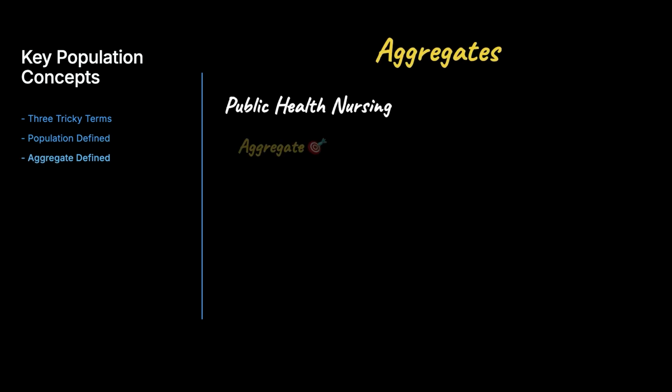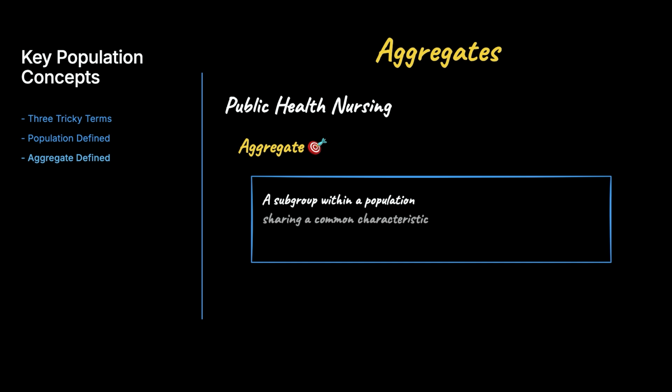An aggregate is a subgroup inside a population that shares a common characteristic, especially one affecting health risk. Aggregates are the real working unit of public health nursing because a nurse rarely intervenes on a whole population at once. Think of pregnant adolescents in a county or older adults with a falls history. They simply share a risk.